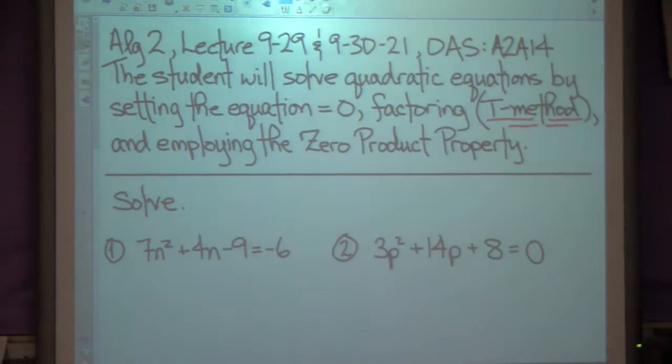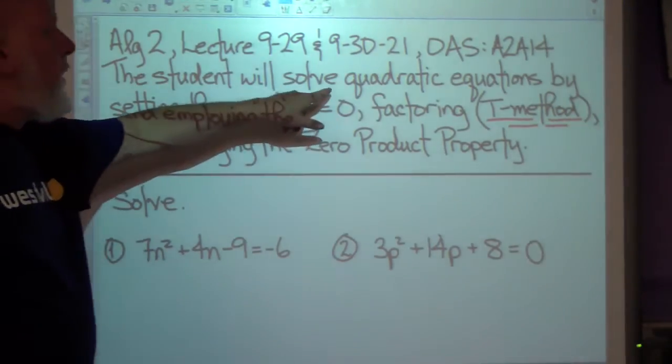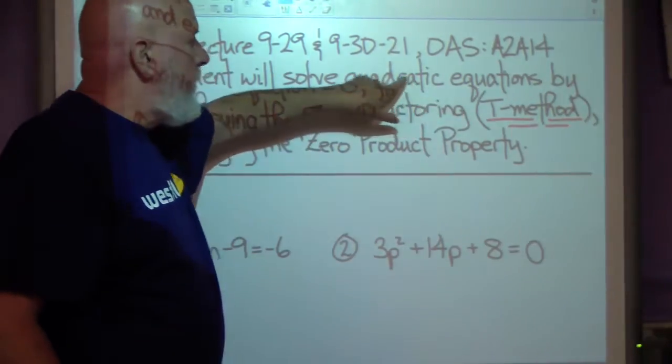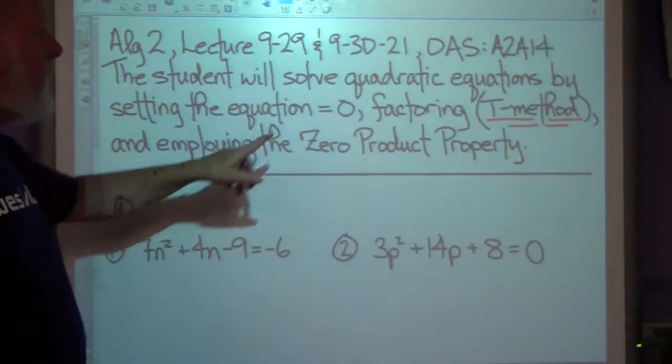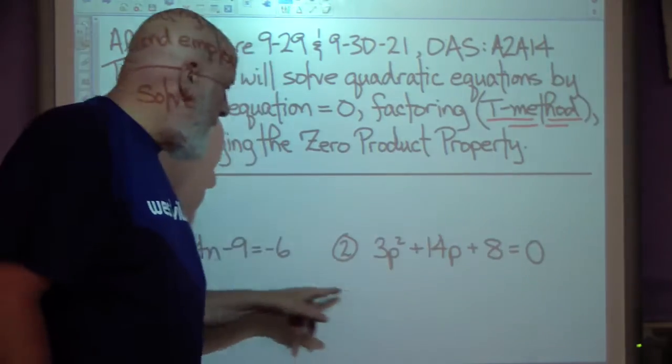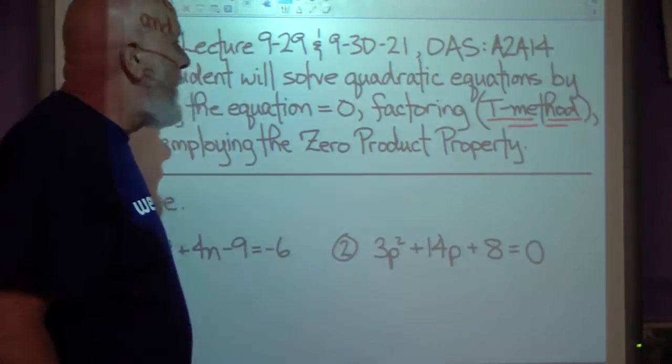All right. Looks like we're going to do Algebra 2, Lecture 929 and 930. OAS A2A14. The student will solve quadratic equations. Quadratic means that the highest power of our variable is going to be a 2. The equation means it's going to have an equal sign in it, and we're going to try to find values of the variable that will make these statements true.